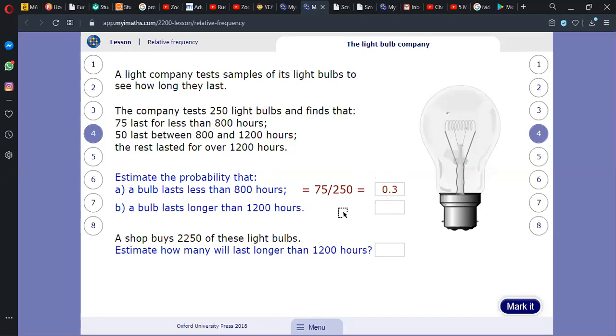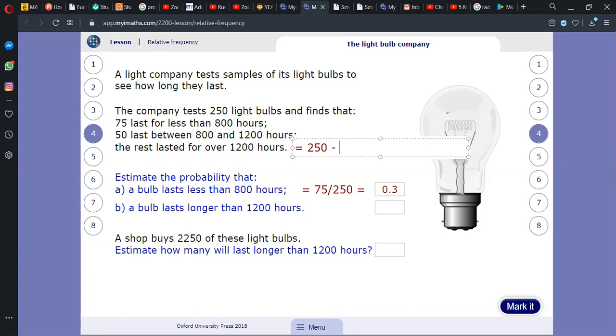The next one. A bulb lasts longer than 1,200 hours. Now, for those bulbs that lasted more than 1,200 hours, how many are they? We need to know. That is going to be our number of successful trials. They just told us that the rest lasted for over 1,200 hours, and that is the longer than 1,200 hours. So we need to calculate the rest. And to calculate the rest, I think we just need to subtract the addition of 75 and 50.